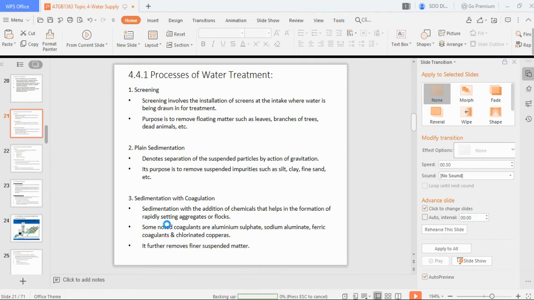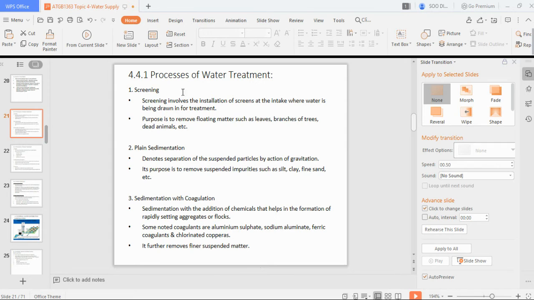So this is a more detailed breakdown of the process of water treatment. First is the screening, to remove floating matter such as leaves, tree branches, and dead animals. So this is to remove the organic material. And then we have plain sedimentation. So this is to remove our inorganic material, which is the silt, clay, fine sand, and other things. It works by removing the inorganic material through the act of gravity.